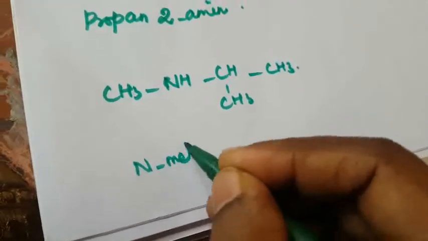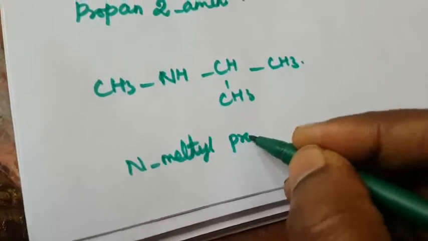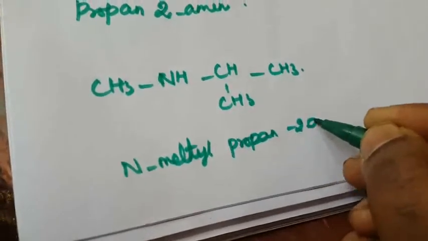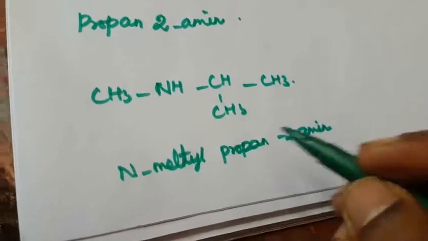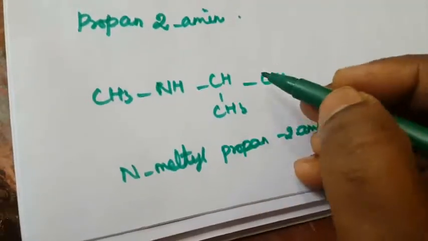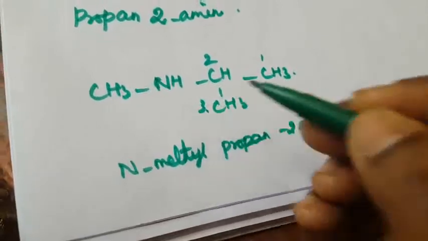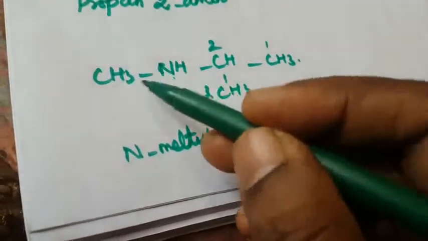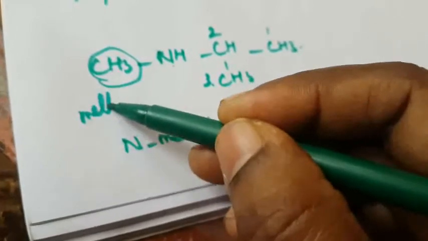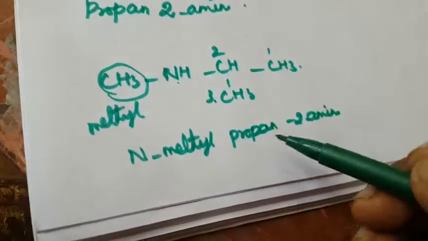Next one is the same compound, CH3, NH, CH, CH3, then CH3. What is this compound name? N-methyl propane 2-amine. Okay, N-methyl. So here how to write the name? 1, 2, 3. Okay. So N-methyl. Second, N again, this is a substitution group. This is called methyl. N-methyl propane 2-amine.